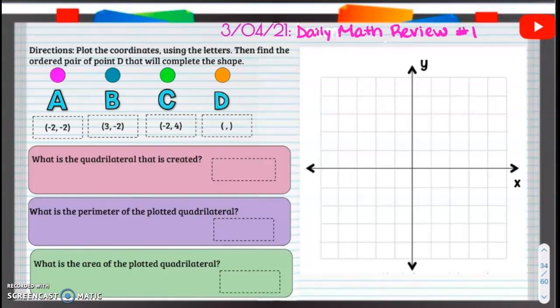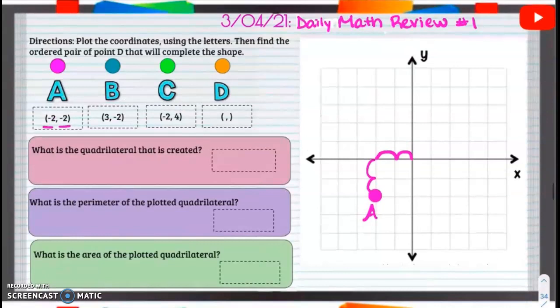All right, our DMR number 1, we're going to plot the coordinates using these letters. Then we're going to find the ordered pair of the point D so that it will complete the shape. First of all, we have letter A, which is at -2, -2. So we're going to go backwards 2, then we're going to go down 2. So A is going to be down here. Oop, wrong thing. All right, so that's A.